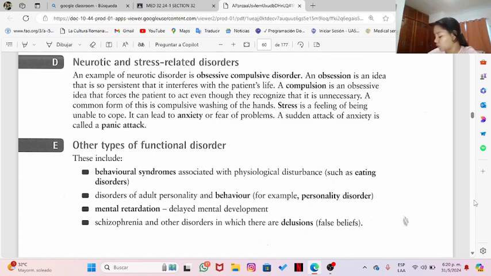Stress is a feeling of being unable to cope. It can lead to anxiety or fear of problems. A sudden attack of anxiety is called a panic attack.